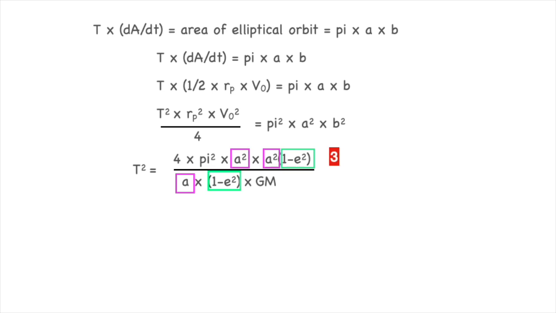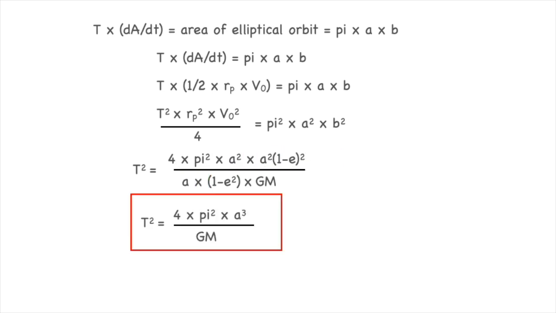You can quickly see how to simplify the fraction on the right-hand side of the equation in order to get T squared equals 4 times pi squared times a cubed, all divided by GM. Of course, 4 times pi squared divided by GM is a constant, so we have just proven Kepler's third law, that the square of the period is proportional to the cube of the semi-major axis.